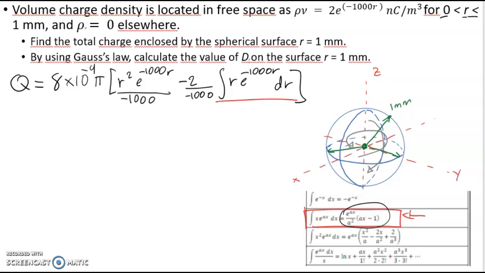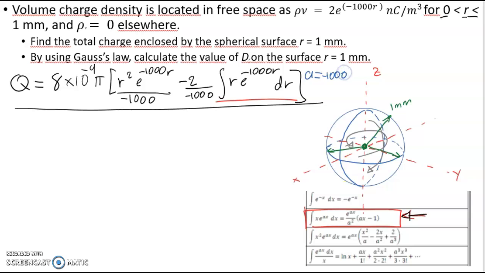Flux density homework, problem 3, part 2. So we end up with an expression for q that involves another integral. However, for that integral there is one identity that we can use, which is this one right here. We're going to select that a equals minus 1000, and we just replace the value in that identity.